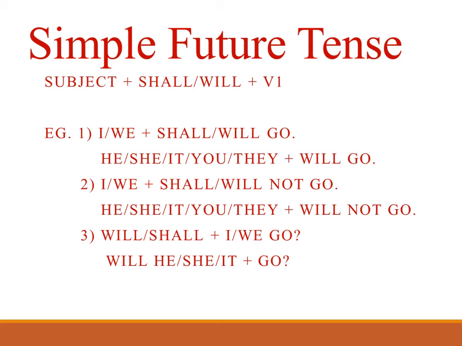Now, what is the form of simple future tense, children? You have subject and you have shall, will, and together with that, the verb in the first form. So you need to remember what is verb in the first form? Present form of the verb. So how will we write the sentence? I will go. And if it is in the negation form, I will not go. And if I'm asking it in the question, will I go?